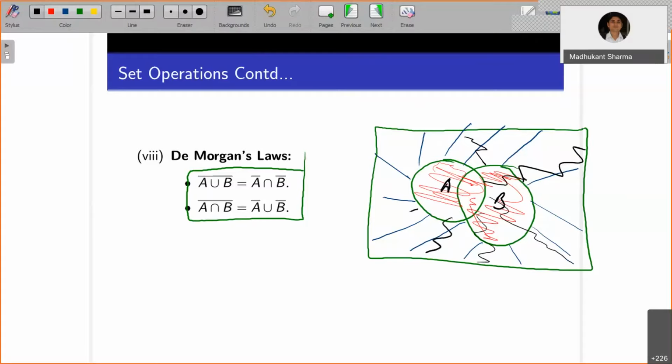Maybe you may be able to distinguish. So this is A complement. Where are these black lines? What is B complement? This is going to be B complement.